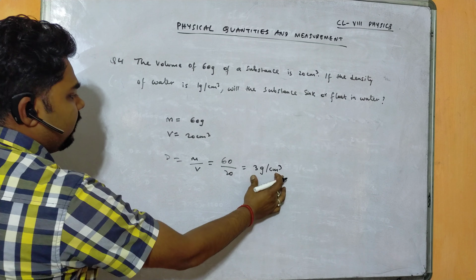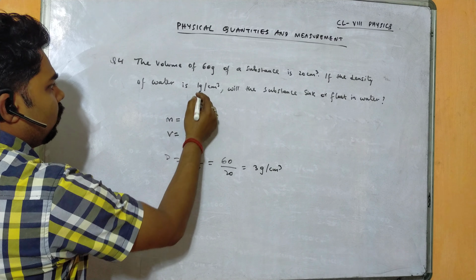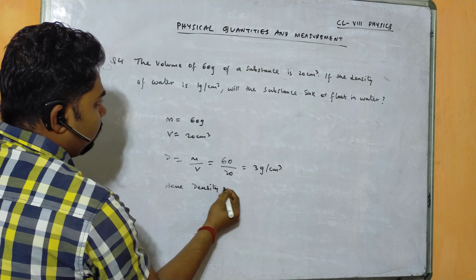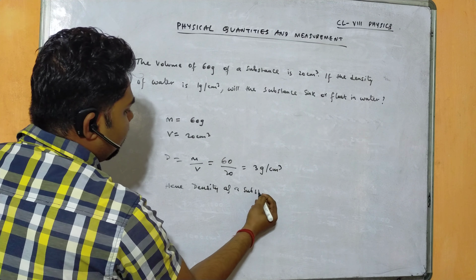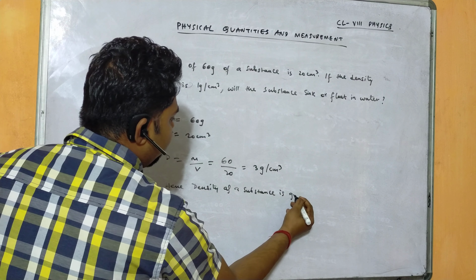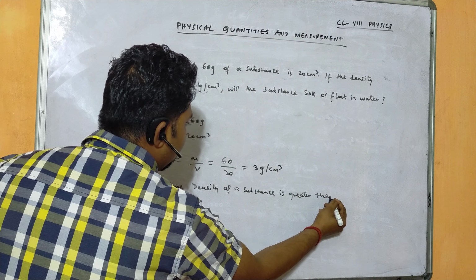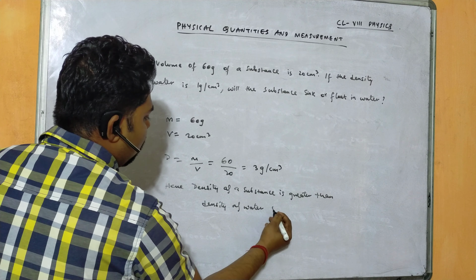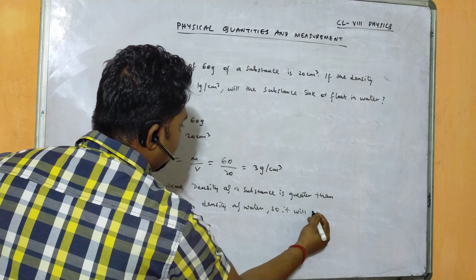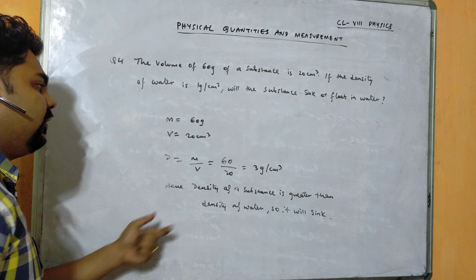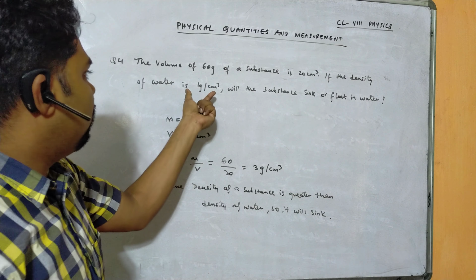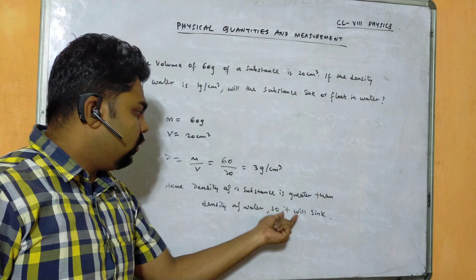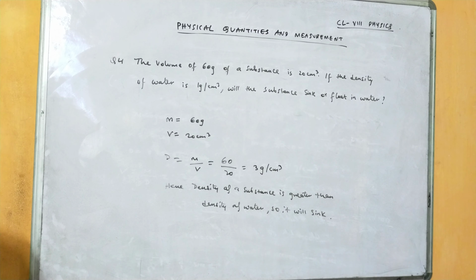So the density of the object is 3 gram per centimeter cube, but the density of water is 1 gram per centimeter cube. So here the density of the substance is greater than the density of water, so it will sink. This is the answer, right? So what is the density here? 3 gram per centimeter cube, and the density of water is 1 gram per centimeter cube. As this is greater than this, so it will sink inside. Okay, so this is the answer.